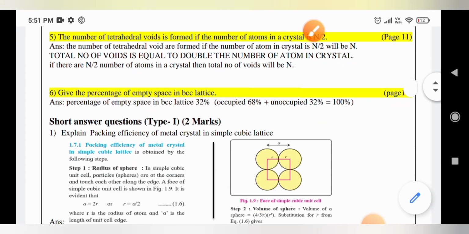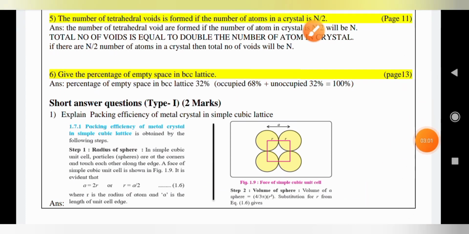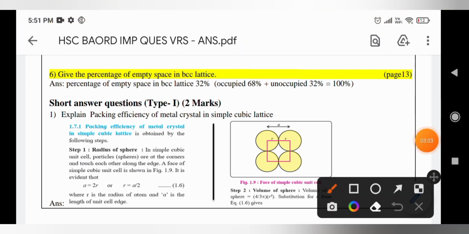Next, write a short note explaining the packing efficiency of a metal crystal in a simple cubic structure. Before that, question number 6: give the percentage of empty space in BCC, body centered cubic. The unoccupied space is 32% and the occupied is 68%, so totally it contributes 100%.